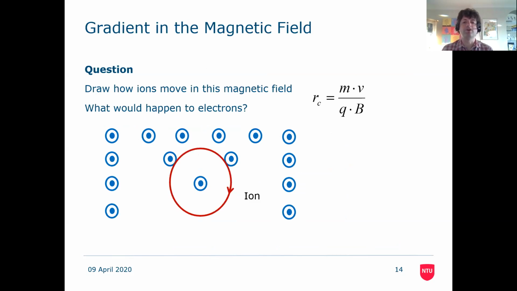So suppose we've got this ion spiraling around the magnetic field line like this, very happily. Well, it's not going to keep doing that because it goes into regions of stronger and weaker magnetic field strength. So what is going to happen as a result of that? You might find this formula here very useful when you're sketching out what happens. Think about which of these terms vary and how does it influence RC, the radius of curvature. Then what would happen to electrons?